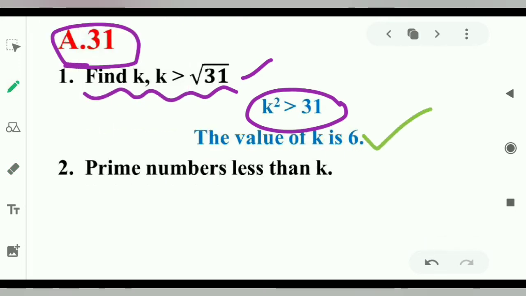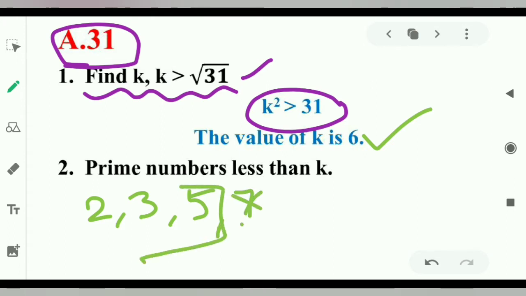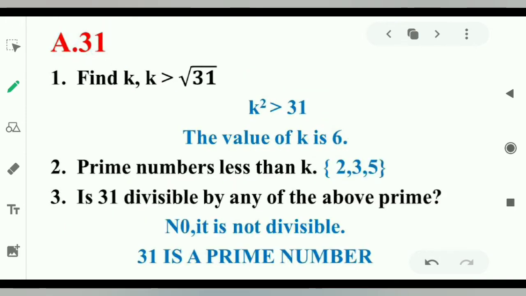And now the prime numbers which are less than k. Let's list out the prime numbers. Okay, 1. No, 1 is not a prime number. It is not a composite number either. It is neither prime nor composite. Then the next number, 2. Next 3. Next 5. Next 7. We have to stop here because we just want the prime numbers which are less than the k value, right? Our k value is 6. So we are taking 2, 3, 5. Here are our prime numbers.